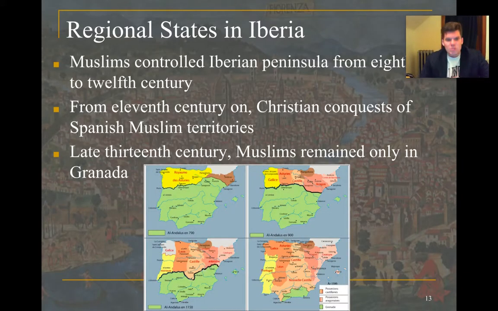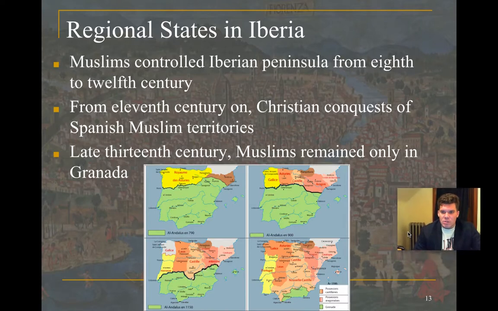Which brings us to Iberia. During this time, Iberia was going through a transformation from the 8th century to the 12th century and then on into the 13th and 14th centuries, and 15th centuries for that matter. From the 11th century on, there's basically this slow reconquest, or reconquista as they call it, of Muslim territories.